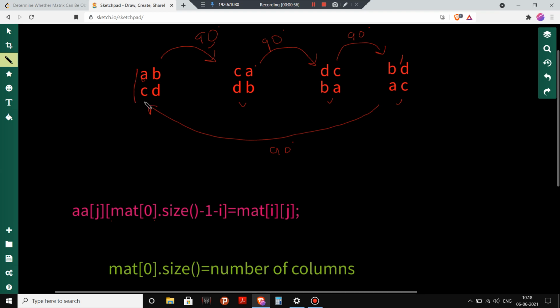We are having this matrix A B C D. Now after one rotation of 90 degrees we get this matrix. You can imagine this in your head. After one rotation of 90 degrees we have this matrix, and again after rotating by 90 degrees we have this matrix, and again this matrix. So we were talking about this clockwise direction.